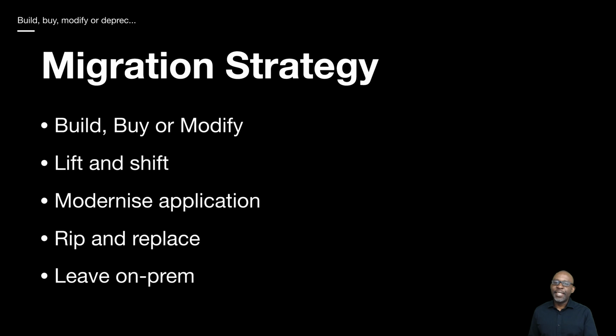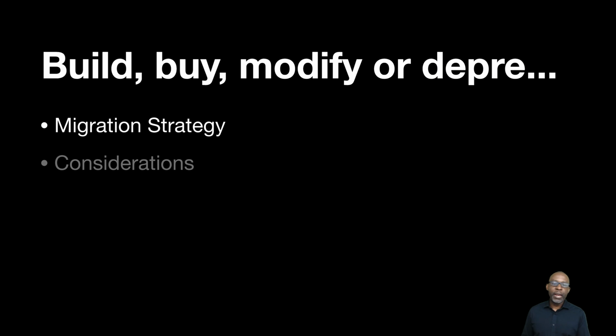And I always forget that there is an option for leaving everything on-prem. We tend to be so fixated with a move to the cloud. So leave on-prem is a strategy. There may be certain workloads that are just not worth migrating to the cloud. The benefits do not justify the effort that goes into migrating the workload to the cloud. And you may even argue that there is another option, maybe a sixth option, which is to completely decommission the application and do nothing. Right? So those are migration strategies.